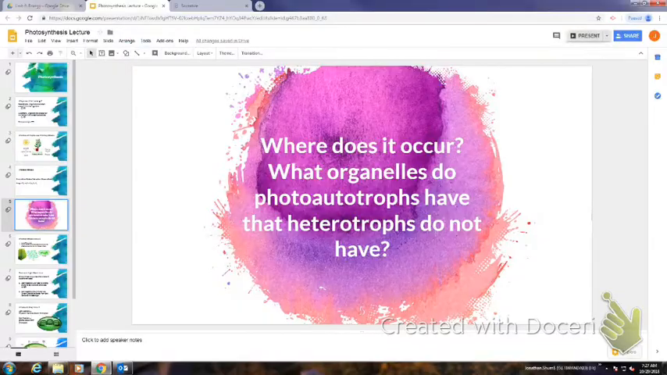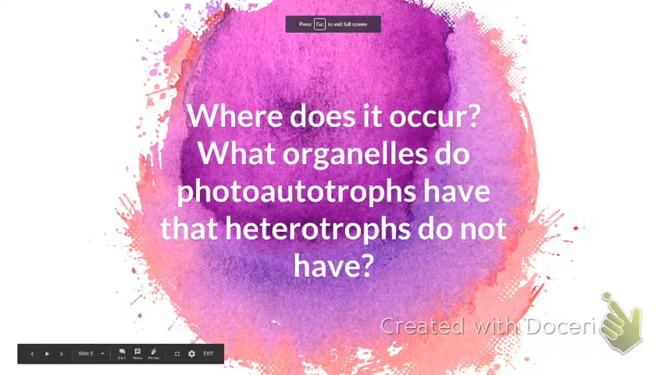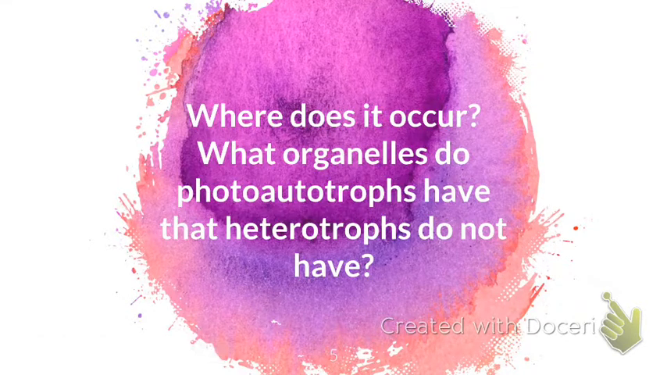We now know that photoautotrophs, like plants, use photosynthesis. We know that the chemical reaction in photosynthesis is water plus carbon dioxide plus energy through sunlight, and you get oxygen plus glucose. So where does it occur?